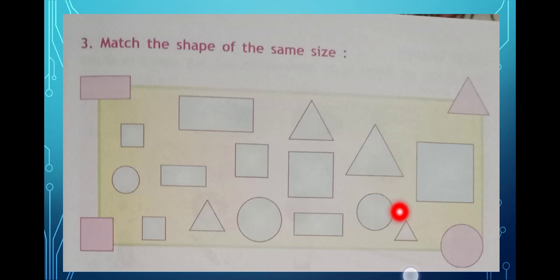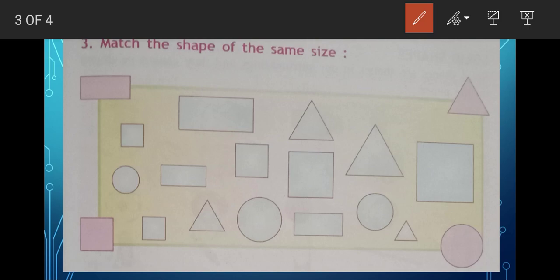Okay, now this circle, this one circle is small, isn't it? And this is also small. So you have to match this circle and this circle. Okay, and in the same way you have to match this square and this square also. Okay, so now let us start. Let us try to match it. Okay, so as far as possible we will try to match it.